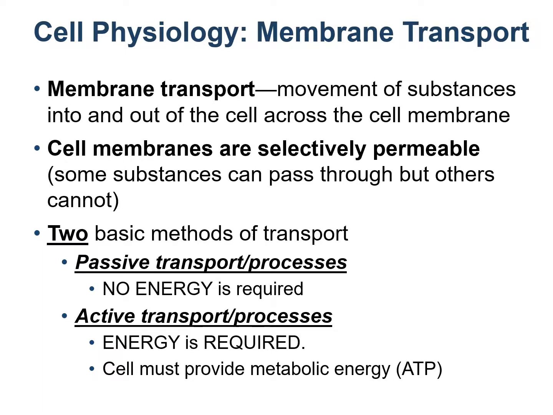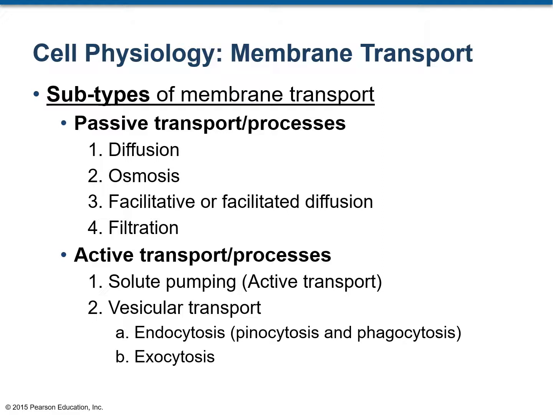Passive transport means when there is no energy involved. That means no ATP is being broken down to release energy. While active transport is where the process requires energy. That means ATP will be broken down to release energy. Both passive and active transports are further subdivided into different types of transport. Passive transport is divided into four types: diffusion, osmosis, facilitated diffusion, and filtration, while active transport is of two types: solute pumping and vesicular transport.